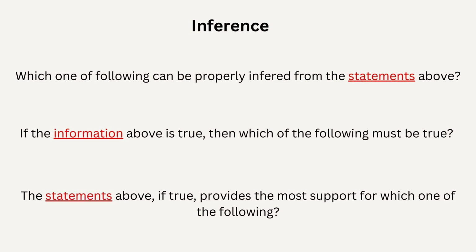Next up, we have inference questions. So we can see three examples over here. Which one of the following can be properly inferred from the statements above? If the information above is true, then which of the following must be true? The statements above, if true, provide the most support for which one of the following? It should be pretty clear, but if you look at these, you could see they don't mention the word argument. Instead, they say either statements or information. And that's because there is no argument. There's no evidence. It's just a bunch of facts. And your job is basically to infer something from this set of facts.